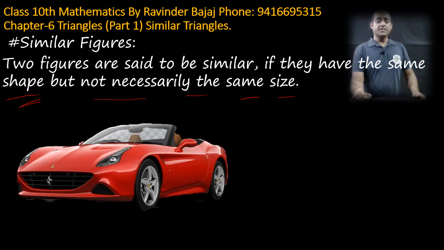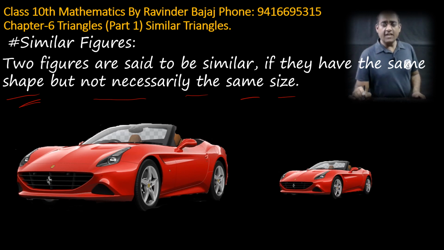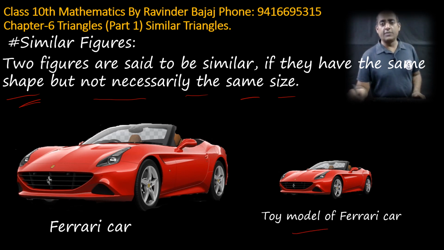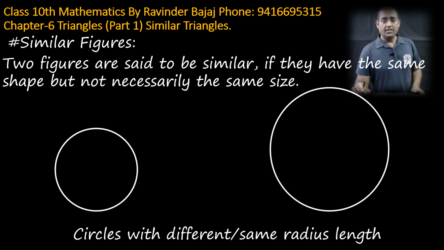See here, this is a Ferrari car and this is again a toy car Ferrari. So the car and its toy model both are same in shape, but the size is different. So these two shapes are similar figures. Circles with different or same radius: radius can be same or radius can be different also. All the circles are similar.